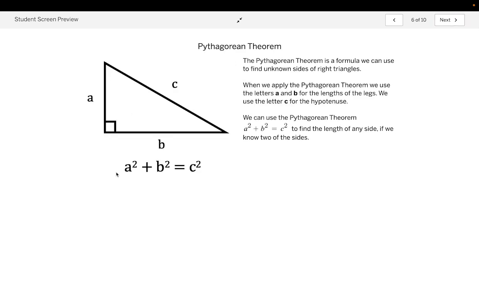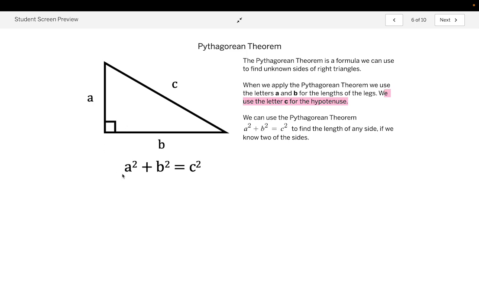Okay, so the formula for the Pythagorean theorem is a squared plus b squared equals c squared. I'm going to jump down to the second paragraph. We use the letters A and B for the lengths of the legs, and then we use the letter C for the hypotenuse. So the C in the formula specifically has to go with the hypotenuse, again, the longest side and the side that's across from the right angle. And then A and B have to be the legs.